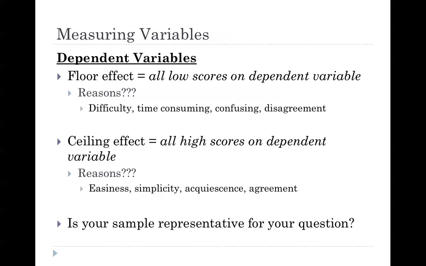And then one last consideration for your dependent variable, if you get either a ceiling effect or a floor effect, is: is the sample representative of the research question you are asking? Sometimes, if you're using convenience sampling, you may not actually get a sample that's representative of the research question that you are asking.